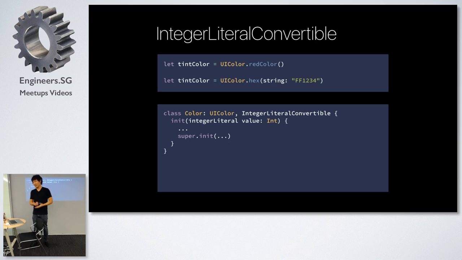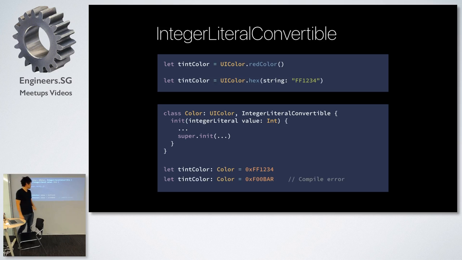What about making it integer literal convertible? Right, so we can do something like this. We can say, all right, let's take a value and do some bit shifting, and we hard code the fact that these two numbers are always red, these two numbers are green, these two blue. And we can initialize colors like that. This looks pretty clear to me.